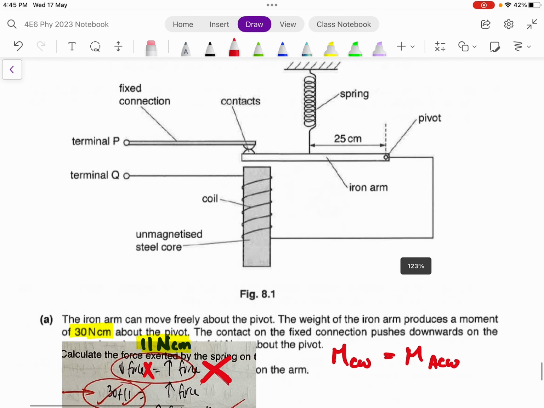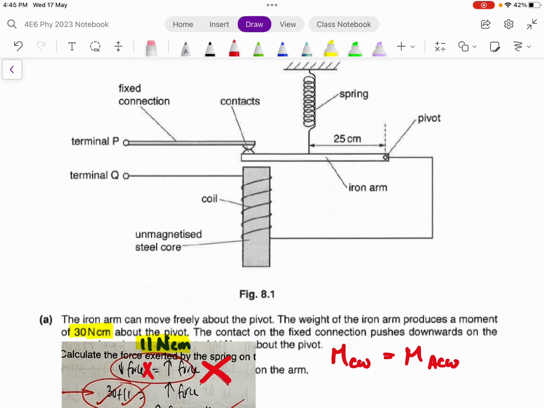What are these moments? So one of them, the 30 Newton cm, is trying to tell you that the weight of the iron arm creates this 30 Newton cm. Maybe the weight of the iron arm is here, and it created this particular moment about the pivot. It is 30 Newton cm. So this is my clockwise, anti-clockwise 1.